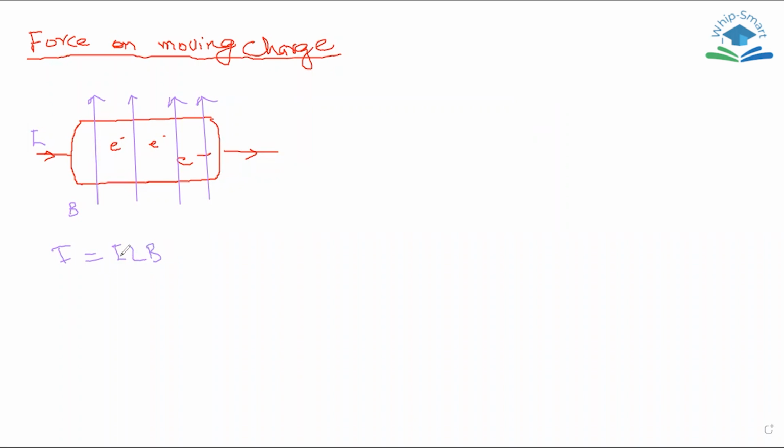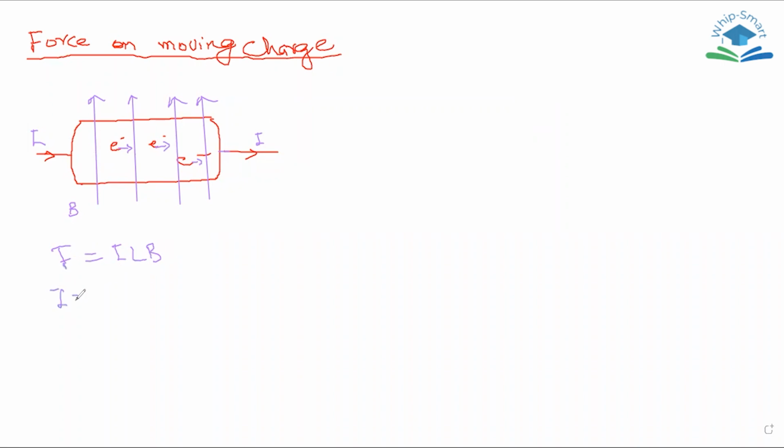From this formula we will derive another formula that will give a relation between the force on a moving charge when it is placed inside a magnetic field. Here you can see that these are the charges that are moving through the conductor, which we can say that the current is passing through the conductor and the conductor is placed inside the magnetic field. So this conductor as a whole will experience the force according to this formula.